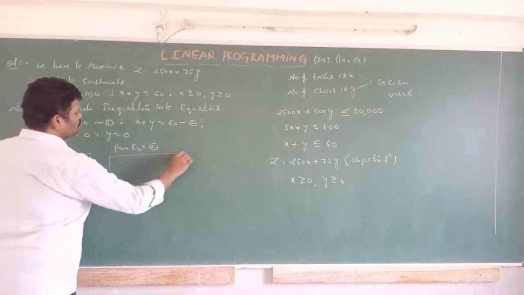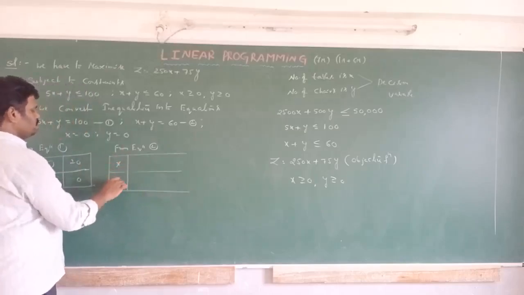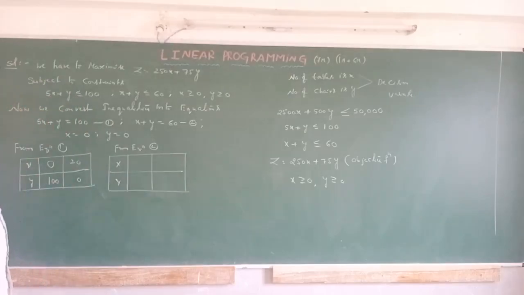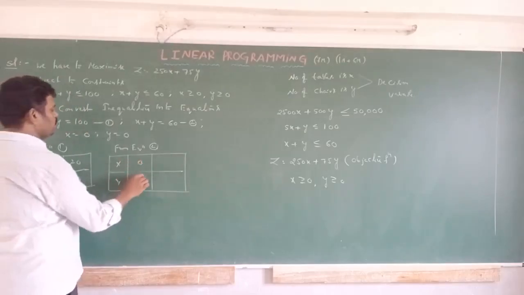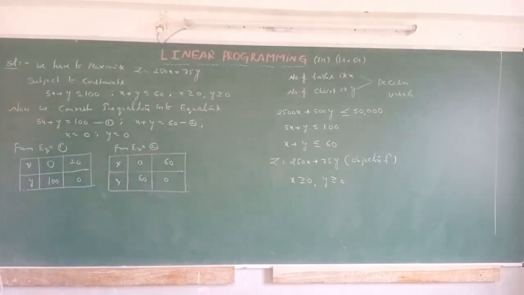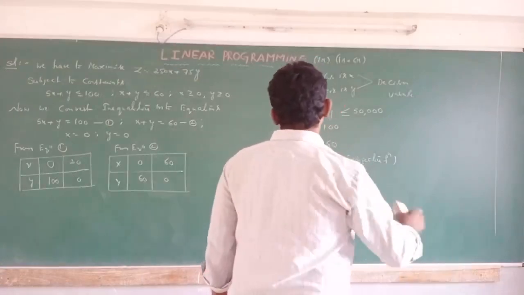Again, if we want to draw, here is this value x and this value y. Then x is equal to 0, then y is equal to 60. y is equal to 0, then x is equal to 60. Okay, now these are the coordinates from the inequalities. Now we plot the graph of these given inequalities.